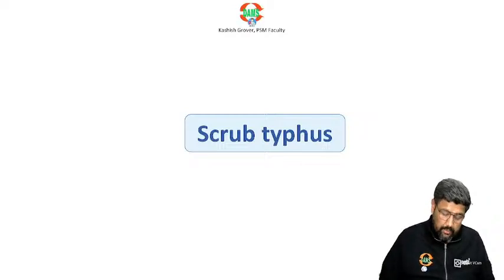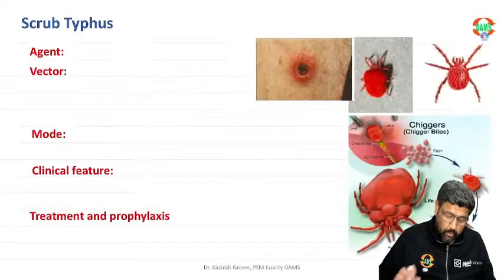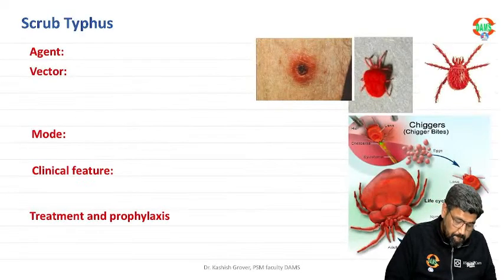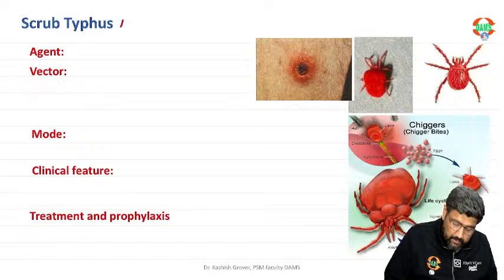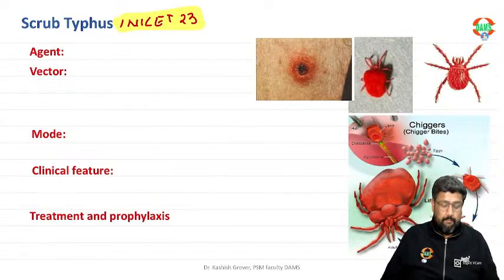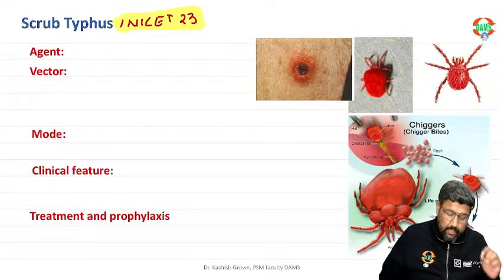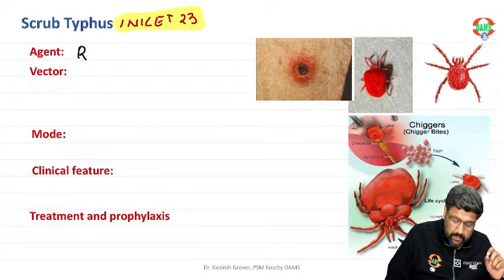Now, coming to the next disease, scrub typhus. Yes, Gujarat, Rajasthan. Yes, Surabhi, good. Scrub typhus, INICET 23, 2 questions were there on scrub typhus. Right? Now, what is the agent in case of scrub typhus? It is Rickettsia tsutsugamushi.